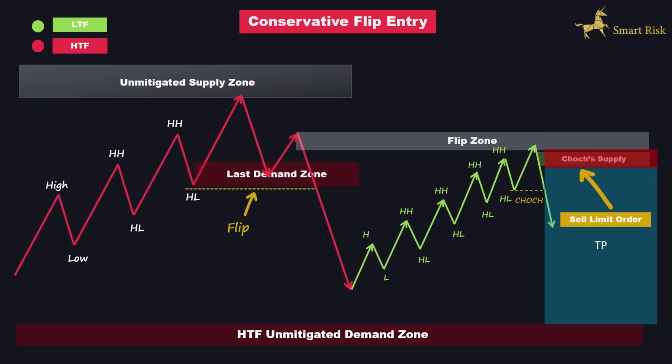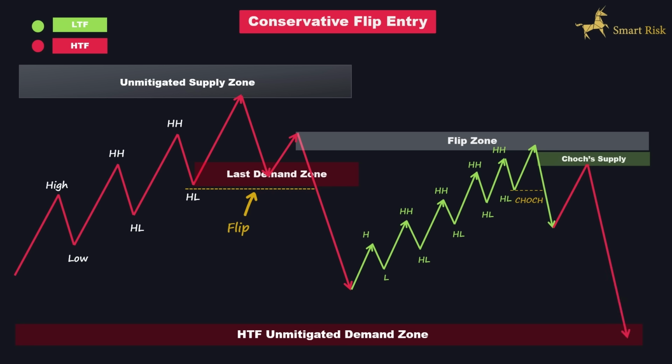As for the take profit, we have the option to target the unmitigated demand zone on the higher time frame or the swing low of the current time frame. These steps will help us execute a conservative entry with a well-defined risk-reward ratio. Let's take a look at an example to further illustrate the application of the conservative entry with a flip pattern.